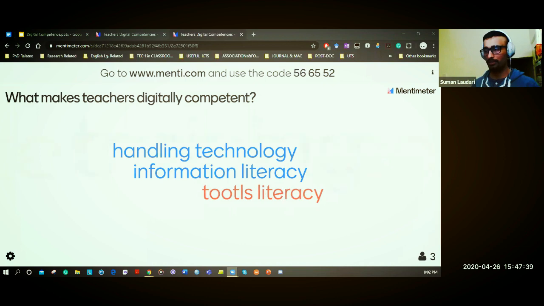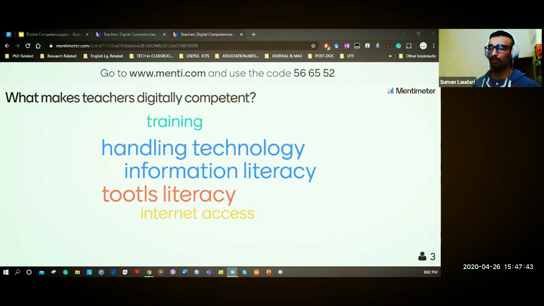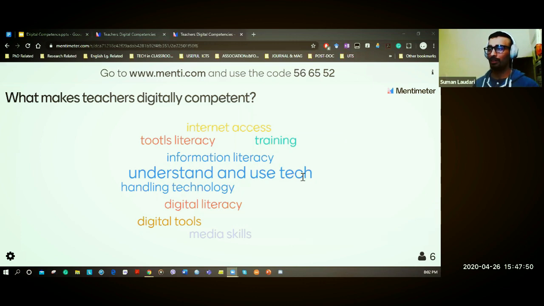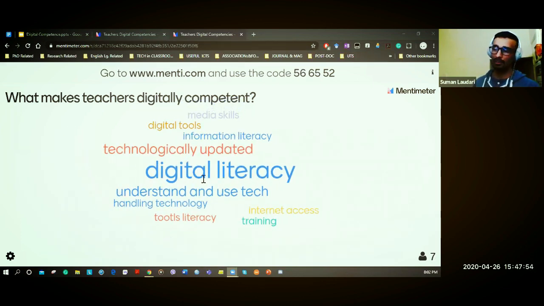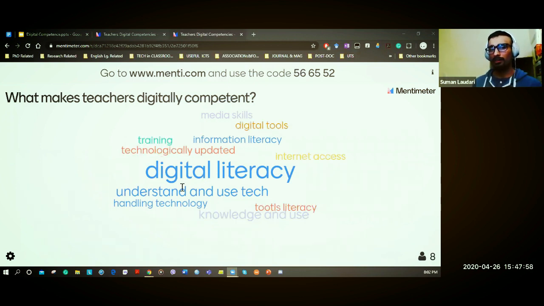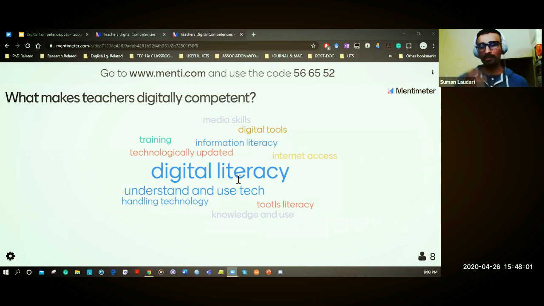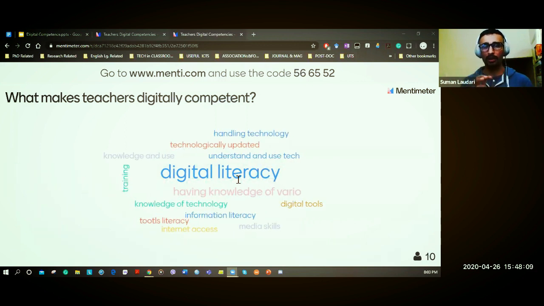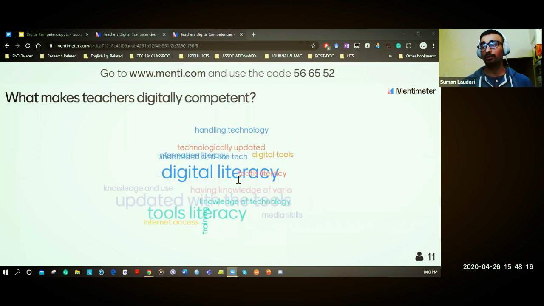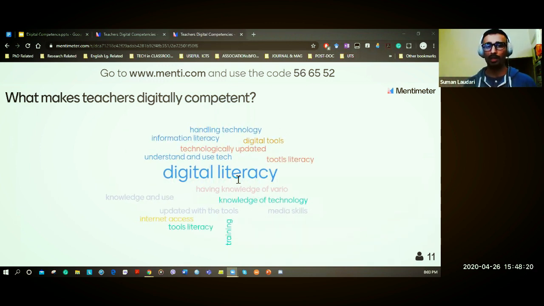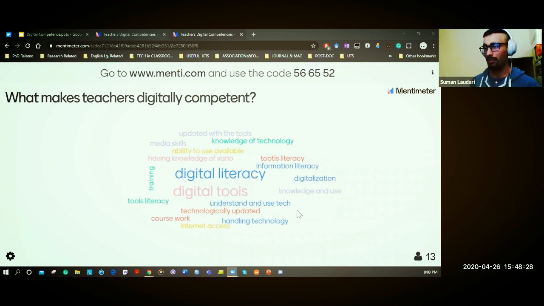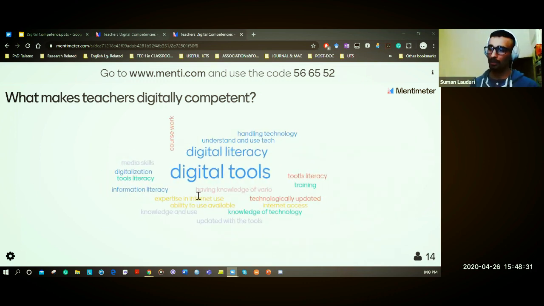Information literacy, tools literacy, internet access, training, media skills, understand and use technology. What else? Digital literacy. Rather than broad terms such as digital literacy, can you please nuance it down a bit? Tell me what the actual, practical idea is, not just abstract, like digital tool training, knowledge and use, so that this becomes a bit more useful for the session today. Training, media skills, tools literacy, digital tools, obviously, being able to coursework, interesting.